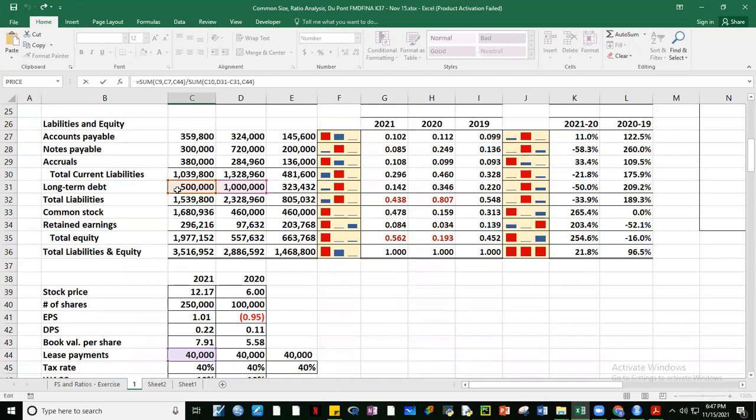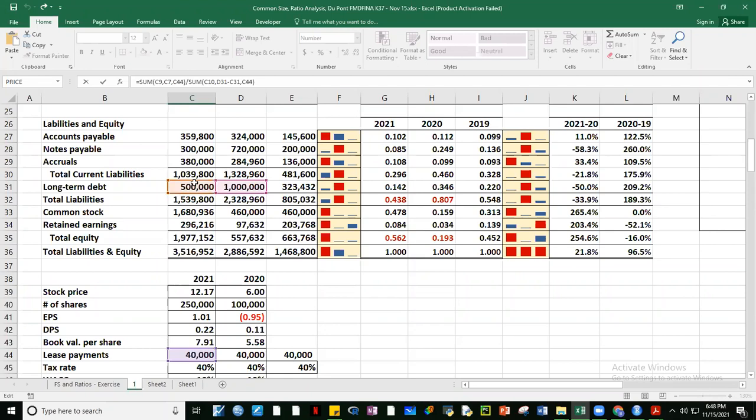Ito lang naman kasi pwedeng magiging source ng principal payments. Ito kasi current liability na yan, hindi naman principal yan. So iisa lang yung source natin ng principal payment. Noong 2020, it was 1 million. Noong 2021, naging 500. Ibig sabihin, nagbayad tayo ng principal. So between 2021 and 2020, principal was paid, kasi yung 1 million natin naging 500,000.